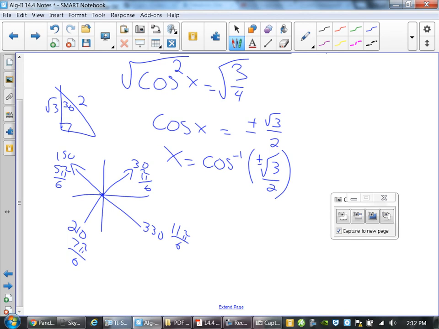Each one of those angles has a reference angle of 30 degrees, and each one of them, if I took the cosine of it, is going to give me either positive or negative root 3 over 2. That's what that means. I like it.